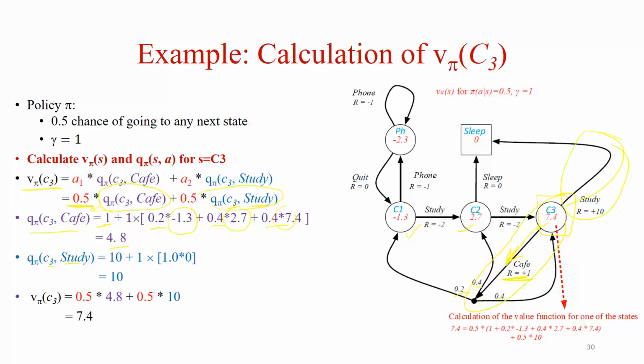Now the action value of the action study leaving C3: this branch is the reward plus the discount factor 1 multiplied by 0, because the state value for sleep is 0. You add all this together, and it becomes 10.